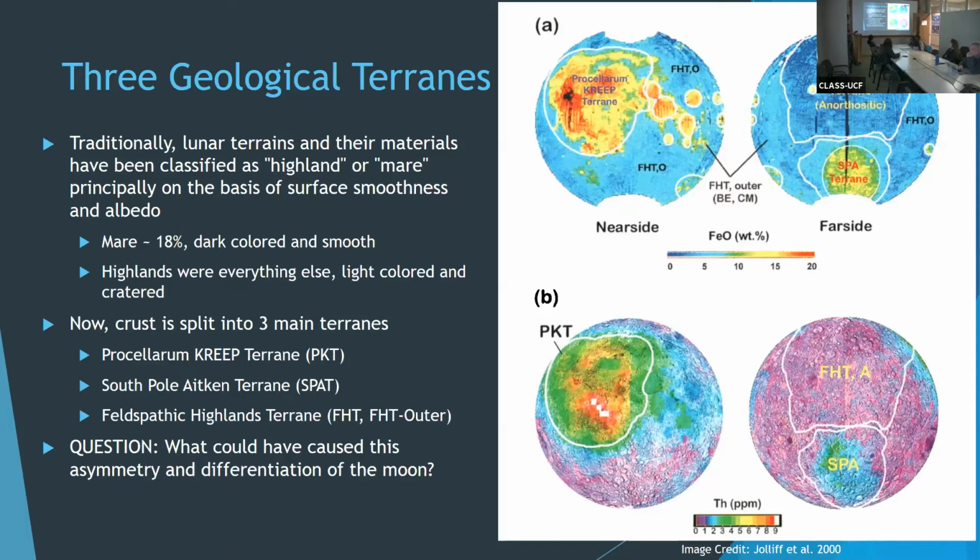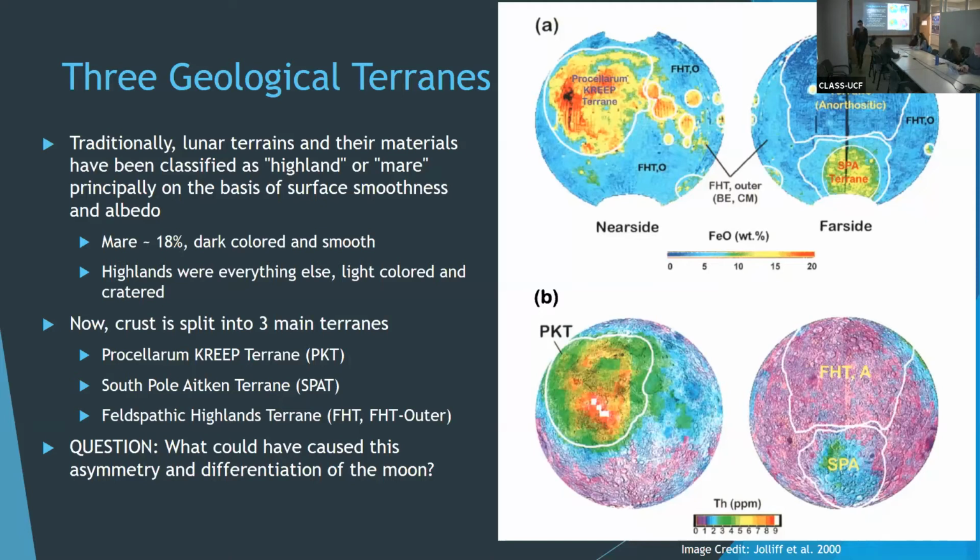But now, based on all of this remote sensing data and the meteorites that we've collected from the moon, Jolliffe et al. has basically split the crust into 3 main terrains nowadays. So we have the Procellarum KREEP terrain, or the PKT, which is pretty much only seen really on the near side of the moon. We also have the South Pole-Aitken terrain, or the SPAT, and we have the feldspathic Highlands terrain.